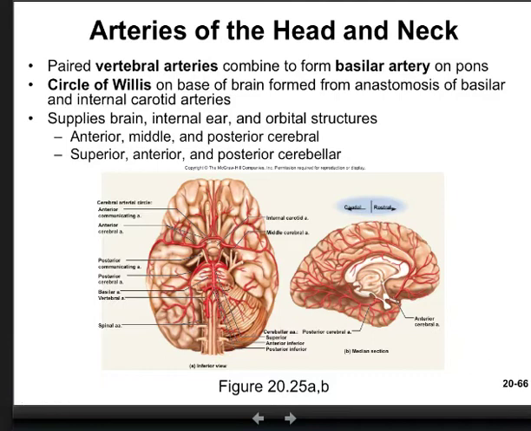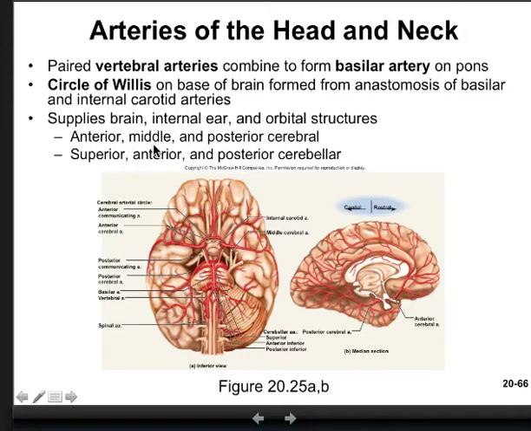Remember that the pons is a component of the brainstem. It lies just above the medulla oblongata and just below the midbrain. The circle of Willis is on the base of the brain, formed from the anastomosis of the basilar and internal carotid arteries. This supplies the brain, the internal ear, and the orbital structures.